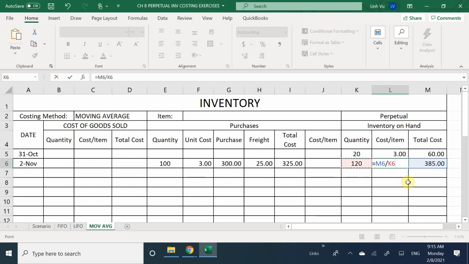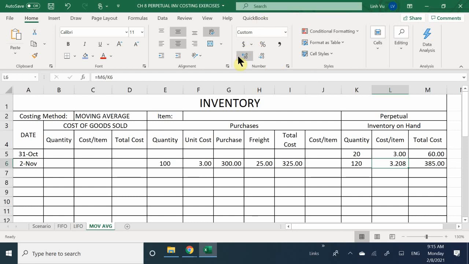So what is my new average cost per item? 3.208333. Okay, so now we're looking at unfriendly numbers. They don't even out when we calculate this.